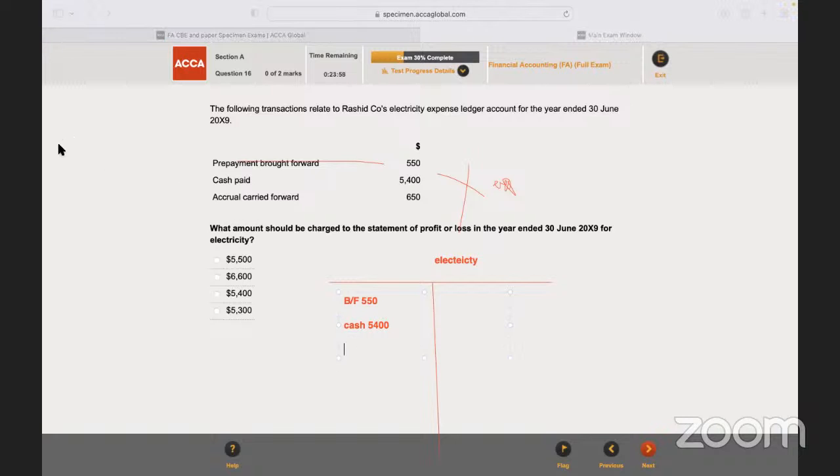Accrual carried forward. Now, don't get confused with this part. What they're telling is like this: once you close the account, next time accrued carried forward. So accrual is a liability, no? Liability means carried forward will be on the credit side. Brought forward 650. So understand, if the brought forward is 650, carried down will come on this side, 650. Okay, shift it to this side.